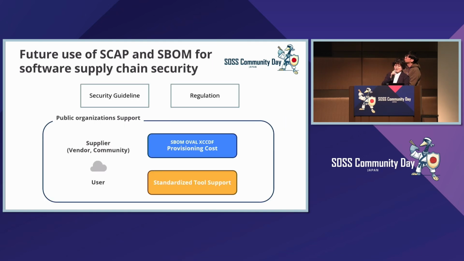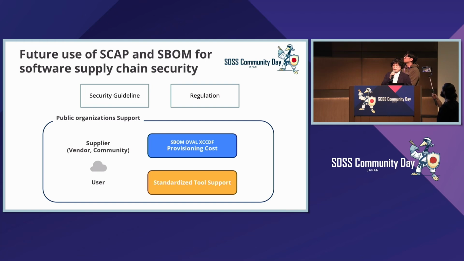As Masaki Ishiguro mentioned earlier, there is some guideline or some regulation in Japan, but most companies are still looking for stable system operation to ensure software supply chain security with SBOM. This problem is not only for suppliers, but also public organizations, vendors, and suppliers need to support the cost of providing data that can be used as the basis for evaluations such as OVAL or SBOM. And users need support for tools that are easy to operate. And support for the community is needed to improve support for the tools.